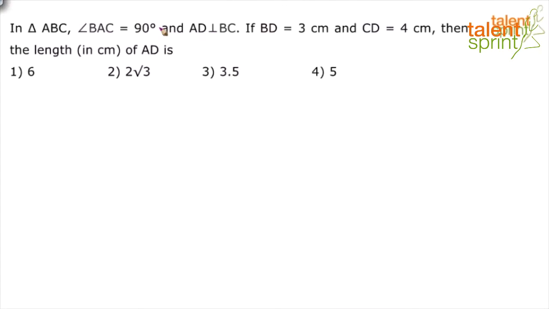Basically, right angle triangle, we have drawn a perpendicular from A and dropped it on BC. The lengths BD and CD have been given as 3 centimeters and 4 centimeters respectively. You have to find out the length of AD, the perpendicular AD. I can give you a hint. Basically, here you'll have to use the properties of similarity of triangles to find out the answer.